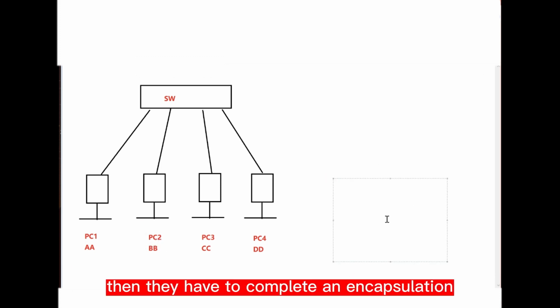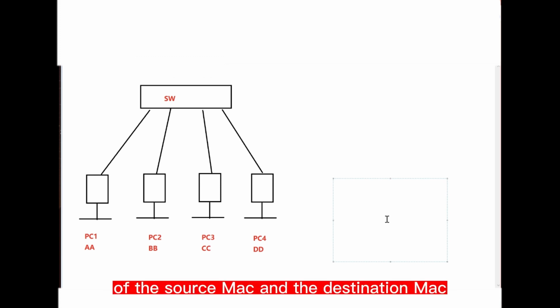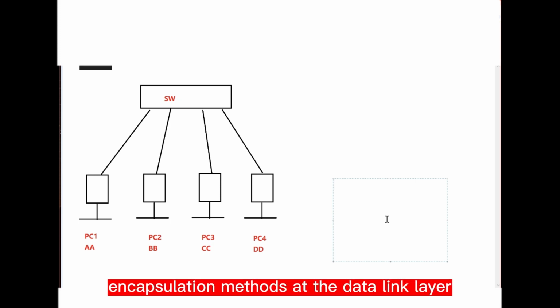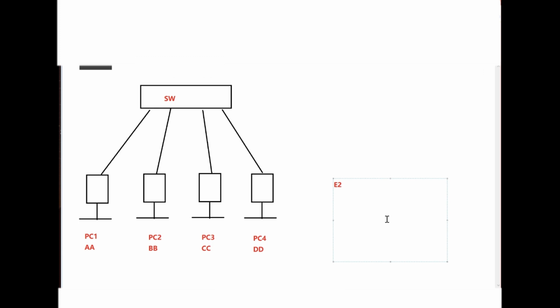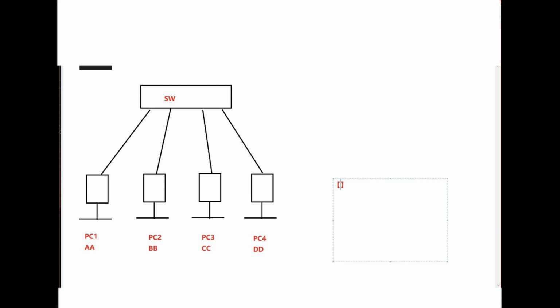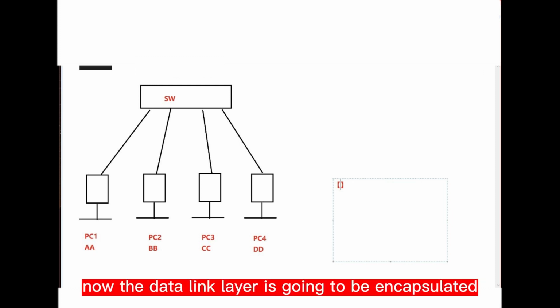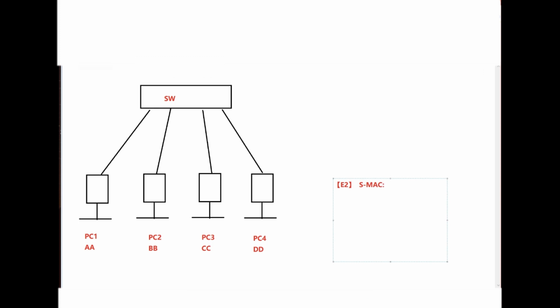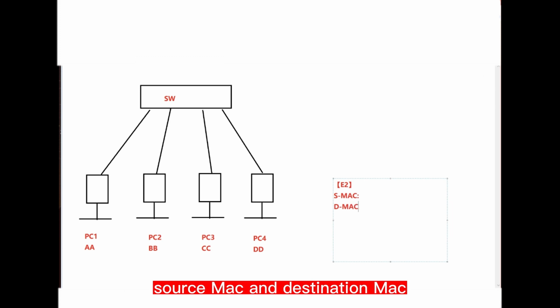Then they have to complete an encapsulation of the source MAC and the destination MAC. We talked about it: there are two encapsulation methods at the data link layer. One is called E2, and one is called 802.3. What we use most now is the E2 encapsulation. Now the data link layer is going to be encapsulated with the Ethernet 2 standard. It has parameters in it called SMAC and DMAC, source MAC and destination MAC.